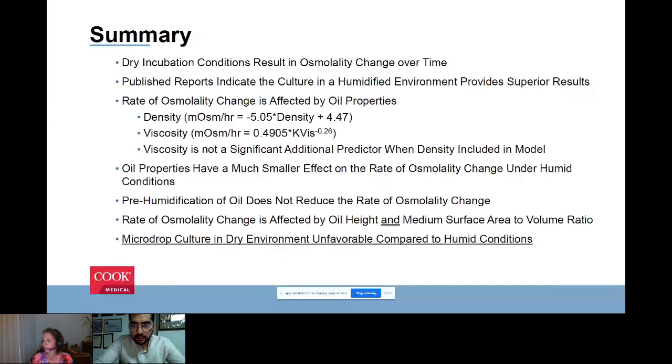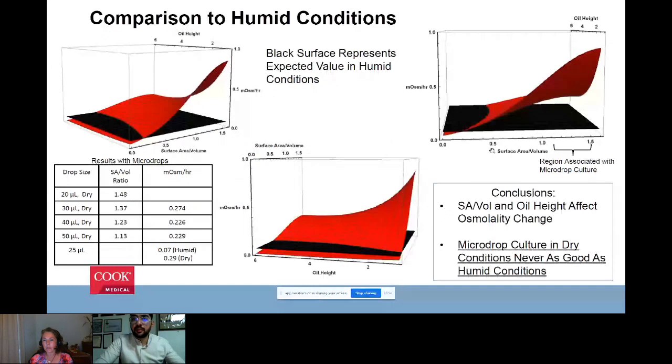Does that mean a large volume of media is to be used for a dry incubator? Yes, you need to have a close look at the volume to surface area of the media that you are using. If you look back at this graph, the surface area to volume is really important to the amount of oil height, being oil height at 6 here at the back. But the problem is, as we were saying, microdrop culture, you're up here, which causes a high change.